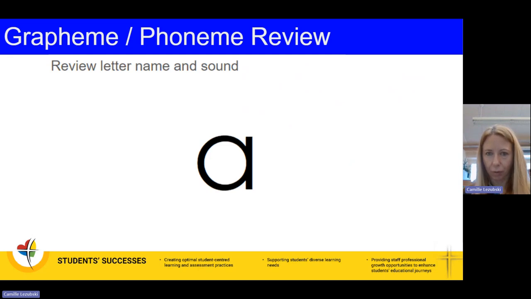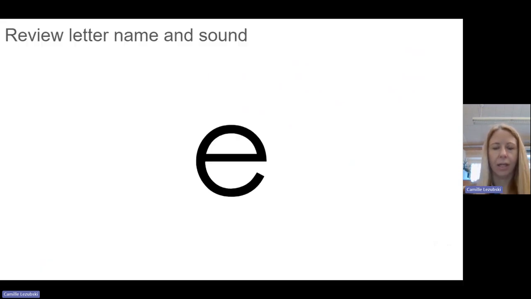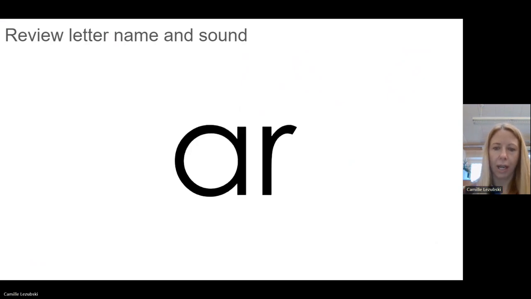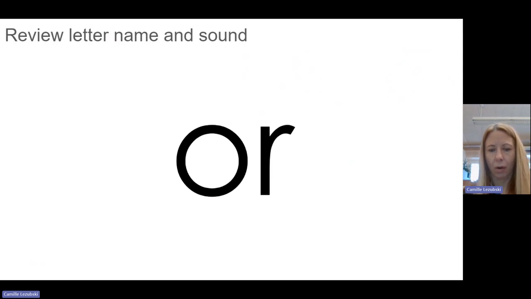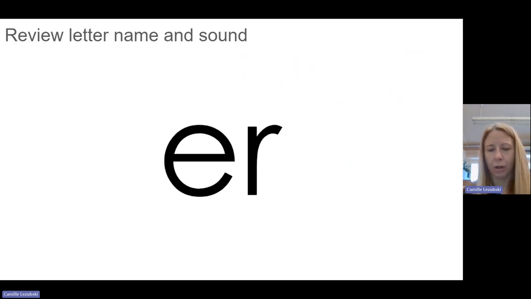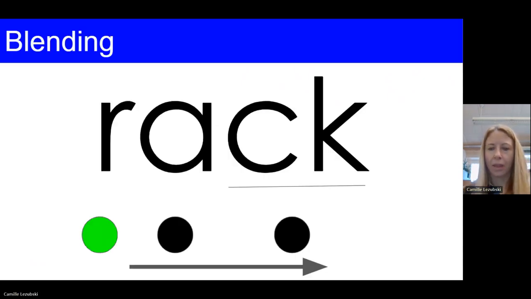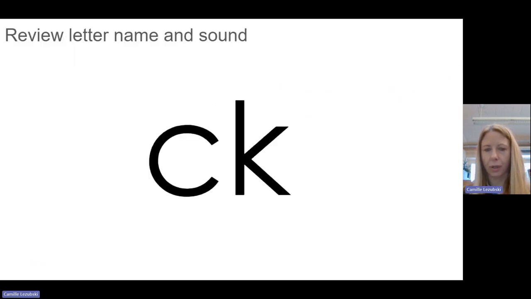Then it goes into grapheme phoneme review. And all it is, you want the kids to say the name of the letter and the sound. So A, I, E, U, O, AR, OR, ER, IR, CK. And the reason that is important is it allows the kids to see the graphemes together. So like AR or CK, they see it as a unit. And there's lots of review to help them get to mastery.